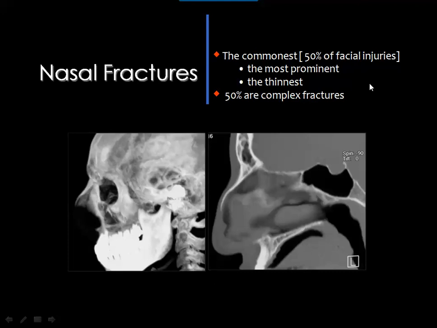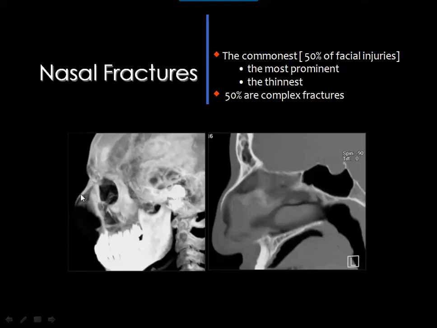The nasal bones are the commonest to be injured in the face because they are the most prominent and the thinnest bones in the face. Then it may be fractured as a single type of fracture or may be associated with other complex injuries. Then if you look at this reformatted CT image, you can see radiolucent or hypodense lines going vertically through the nasal bone. These are sutures. Fractures of the nasal bone should be perpendicular to the direction of the nasal bones in almost all cases.